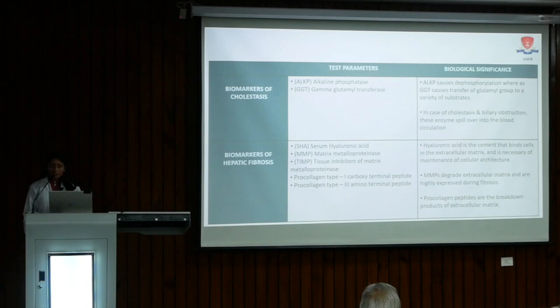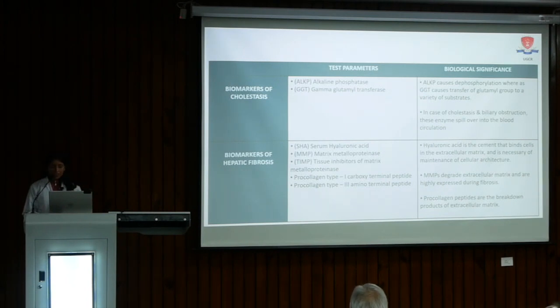The next category is biomarkers of cholestasis. The parameters include alkaline phosphatase and gamma-glutamyl transferase. The alkaline phosphatase causes dephosphorylation, whereas gamma-glutamyl transferase causes transfer of glutamyl group to a variety of substrates. In case of cholestasis and biliary obstruction, these enzymes spill over into the blood.